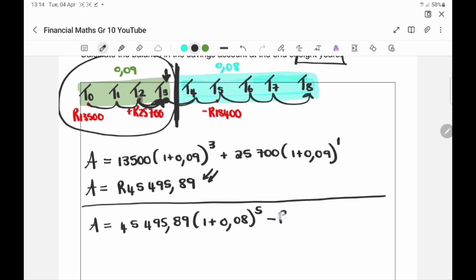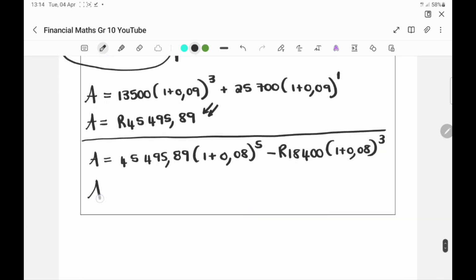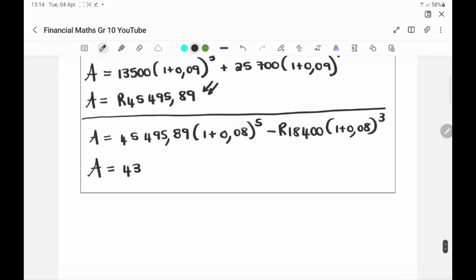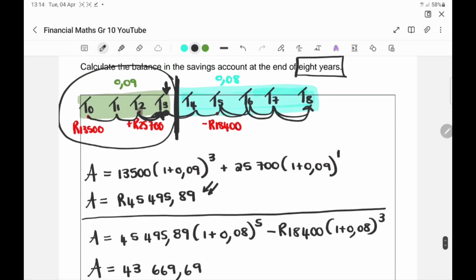Then we subtracted 18,400. And that is raised all the way from here. We're going to bunny hop to the end. Sorry, 1, 2, 3 bunny hops. So that is for 3 years. And now this will be your final amount that you will have at the end of the 8 years. 43,669.69. So can you see you need a break here because your interest rates changed. And we've got deposits going in and out. So we have to break it up into 2 parts.